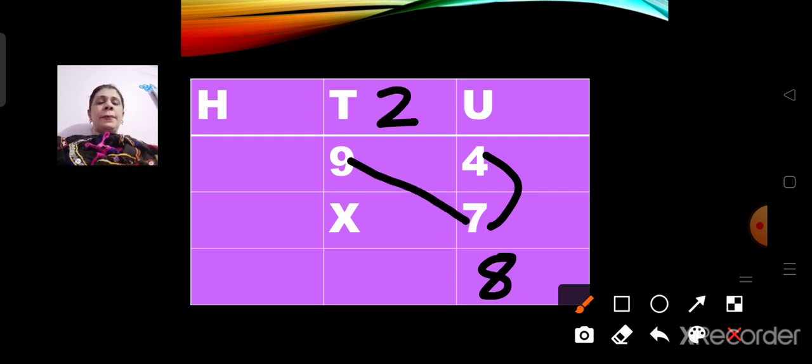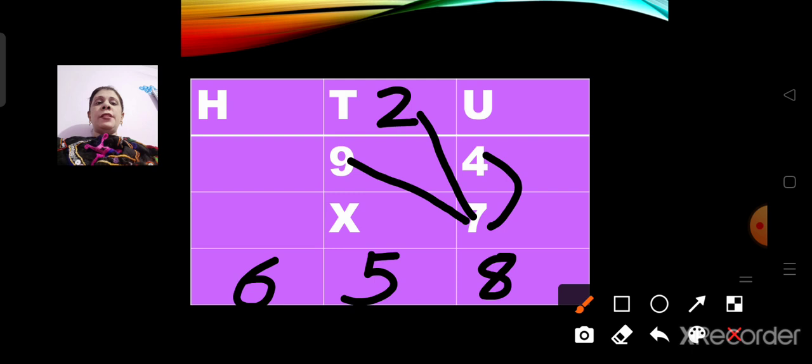9 7s are 63. To that 63 I will add this 2. So 63, 64, 65. So I will write 5 in tens place and 6 I will write in hundreds place. So when I multiply 94 into 7, I get my answer 658.